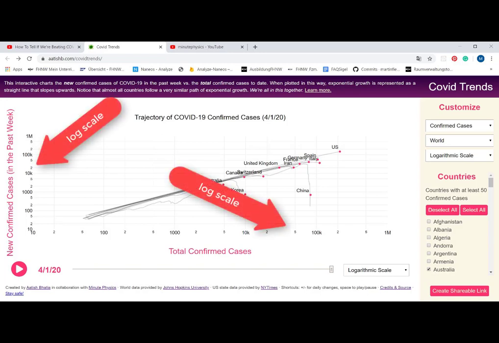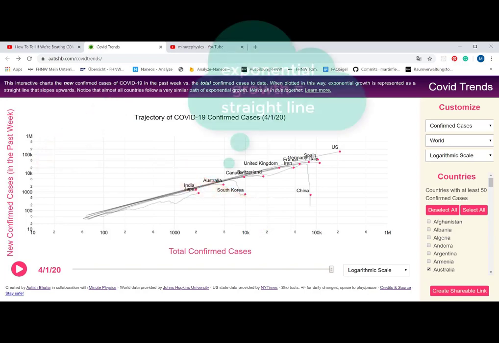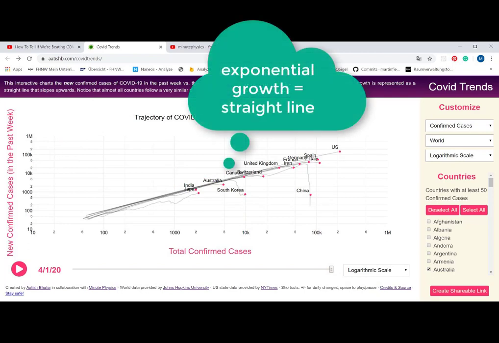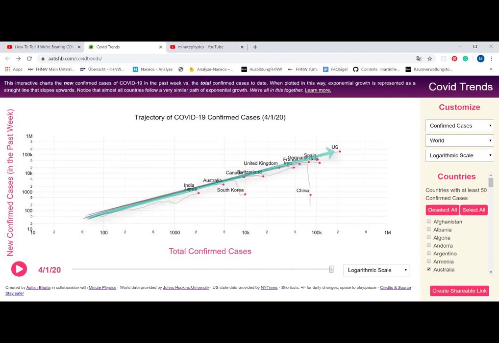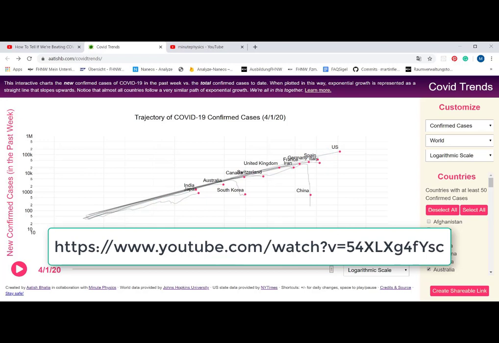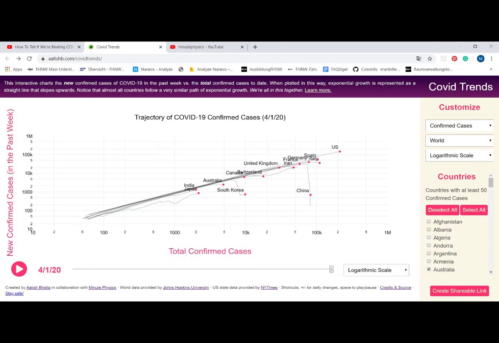Note that both axes use a log scale, and if you think about it, this means that exponential growth in this type of graph is represented by a straight line. And scientists just love straight lines in graphs, so this is nice. If you want to know more about this graph, check out the Minute Physics video on it here.